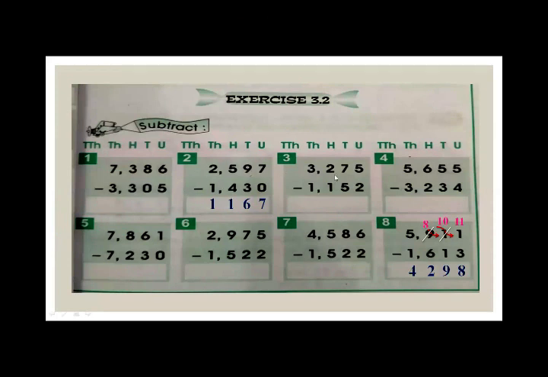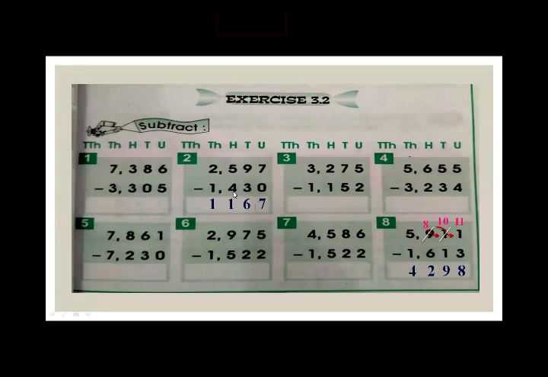Okay. Here, question number 2 is solved for you. Starting from units, this is 4-digit addition, 2000. This is 2-digit subtraction, 2597 minus 1430. Starting from units, 7 minus 0, 7. Here 9 is also greater than 3, in the tens place. So 9 minus 3, 6.